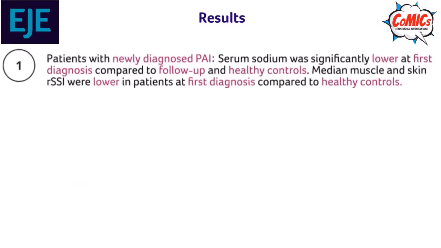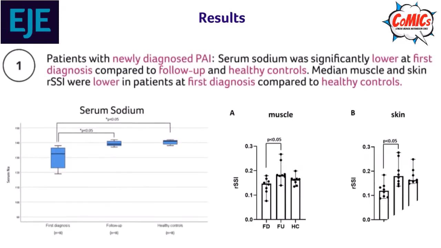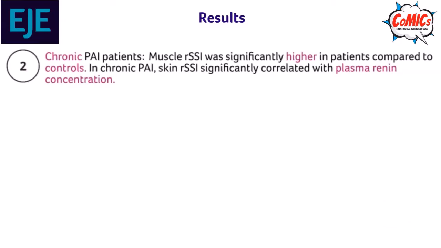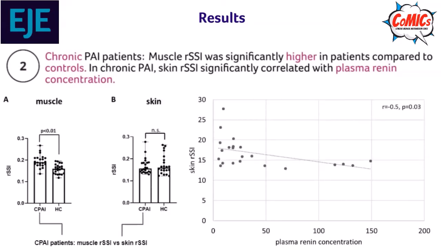In patients with newly diagnosed PAI, serum sodium was lower compared to controls and follow-up. Muscle and skin RSSI were also lower compared to healthy controls. In chronic PAI patients, muscle RSSI was higher compared to healthy controls. Skin RSSI correlated with plasma renin concentration.